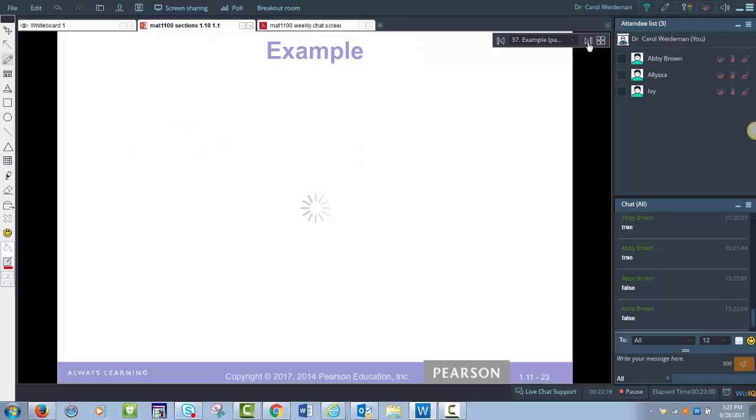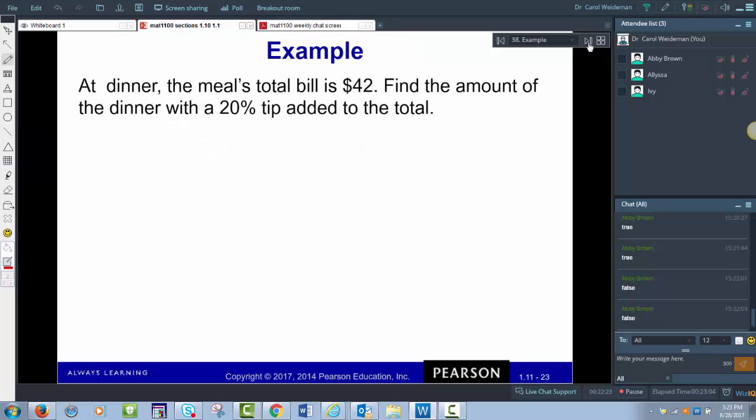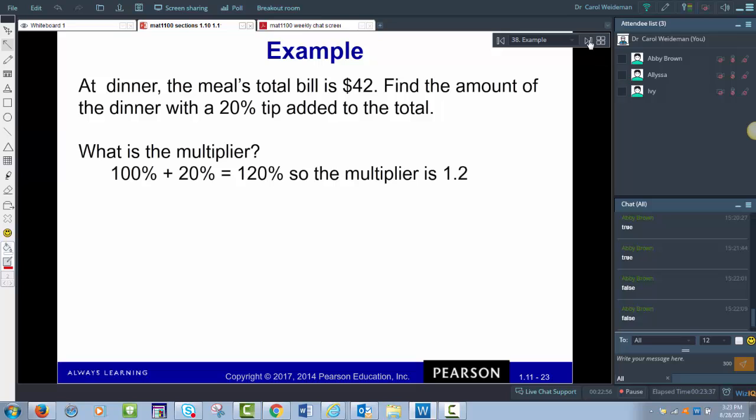All right, a couple other examples. At a dinner, the meal bill is $42. Find the amount of the dinner with a 20% tip added to the total. All right, so let's think about this. If we wanted to do this in one step, what's the multiplier? So here's my 100%. It's my $42, and I want to add 20%. So what's my multiplier going to be? Anybody want to try? All right, so we started at 100. We added 20, so we get 120%. So the multiplier is 1.2. So if I take 42, multiply by 1.2, I get $50.40.